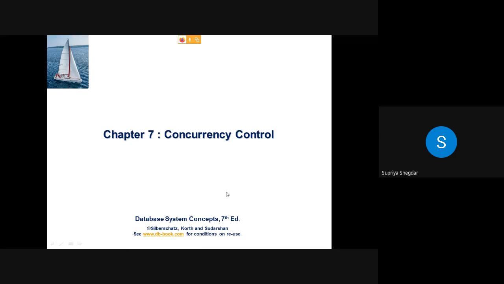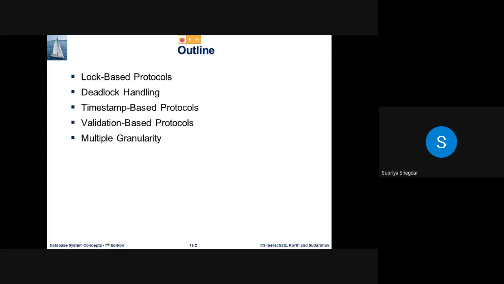Okay. So in our last lecture, we completed our transaction chapter. Today we will start our next chapter, that is concurrency control. In the transaction chapter, one point of concurrency control was there. Concurrency control relates to the ACID properties of a transaction, and among those, one property is called isolation.